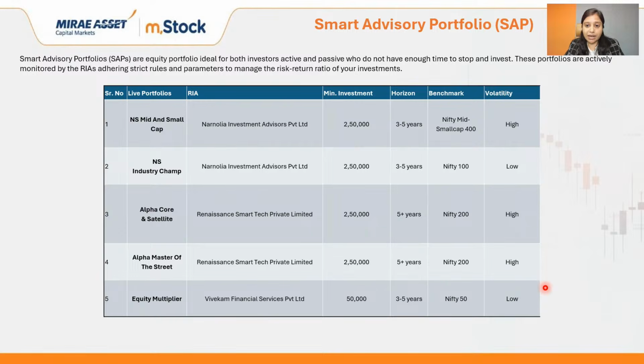Moving forward, as we've discussed, these 5 different portfolios, as you can see, the minimum investment is in Vivekam and the horizon is 3 to 5 years. So the benchmark over here is that it has curated such a portfolio which has Nifty 50 stocks and the volatility is low.